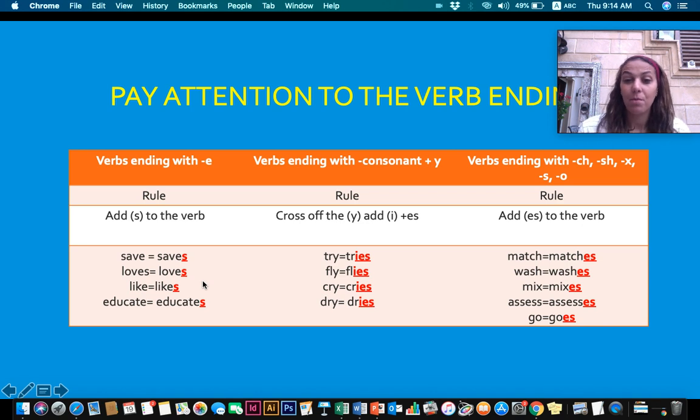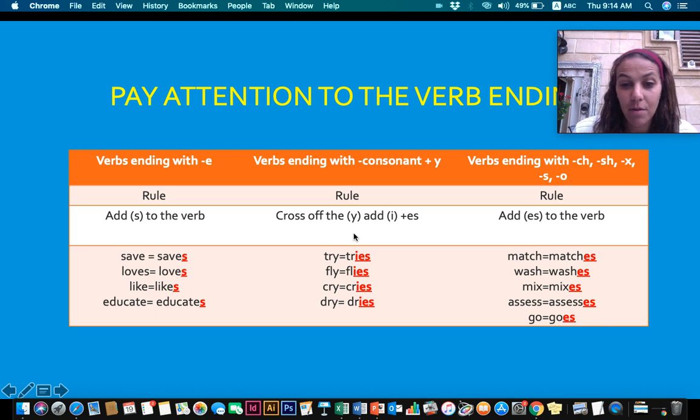What about the rule where it has a consonant, which means any letter in the alphabet that is not a vowel, plus a Y? All I need to do is cross off the Y, just remove it, add an I instead, and then add ES. So let's take a look at these examples.